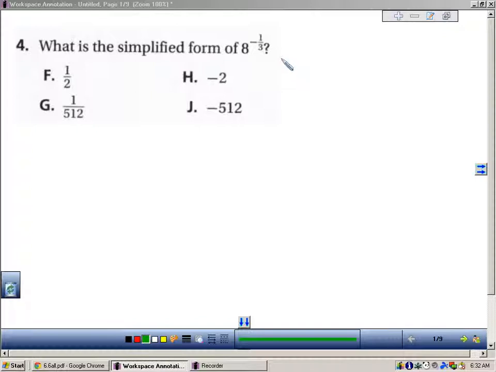So question 4, found on page 365 and 366. Again, these questions are from your textbook, 365 and 366. What is the simplified form of 8 to the negative 1/3 power? All right, so what we would do here is, first of all, write the question down.